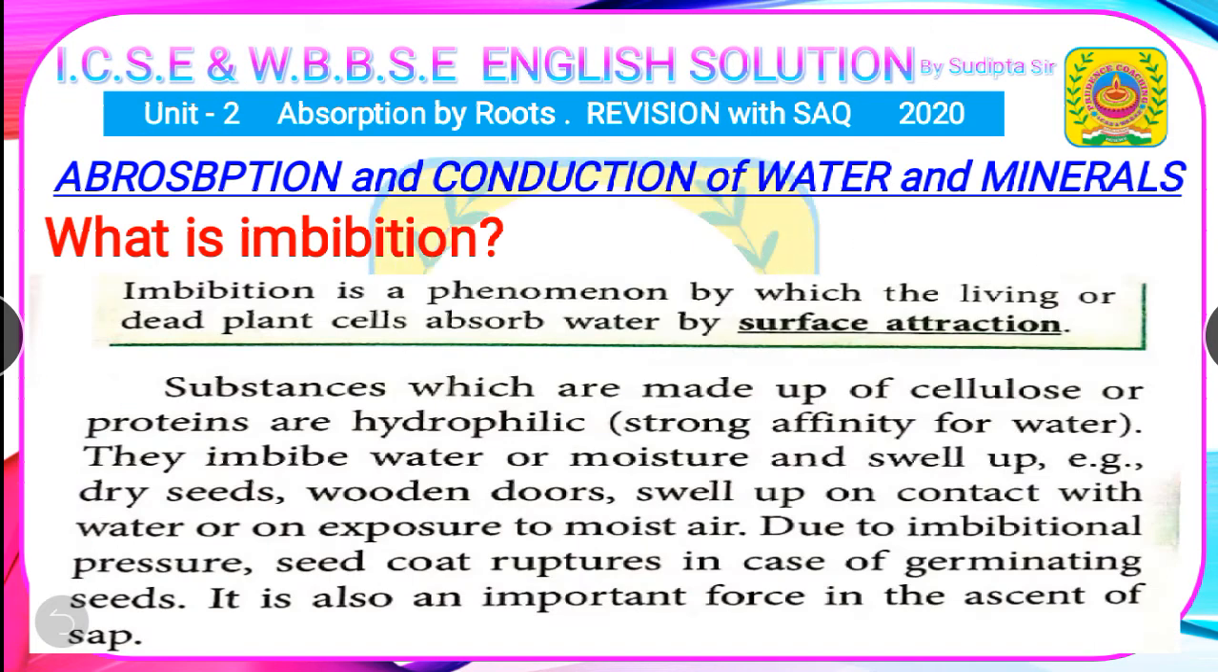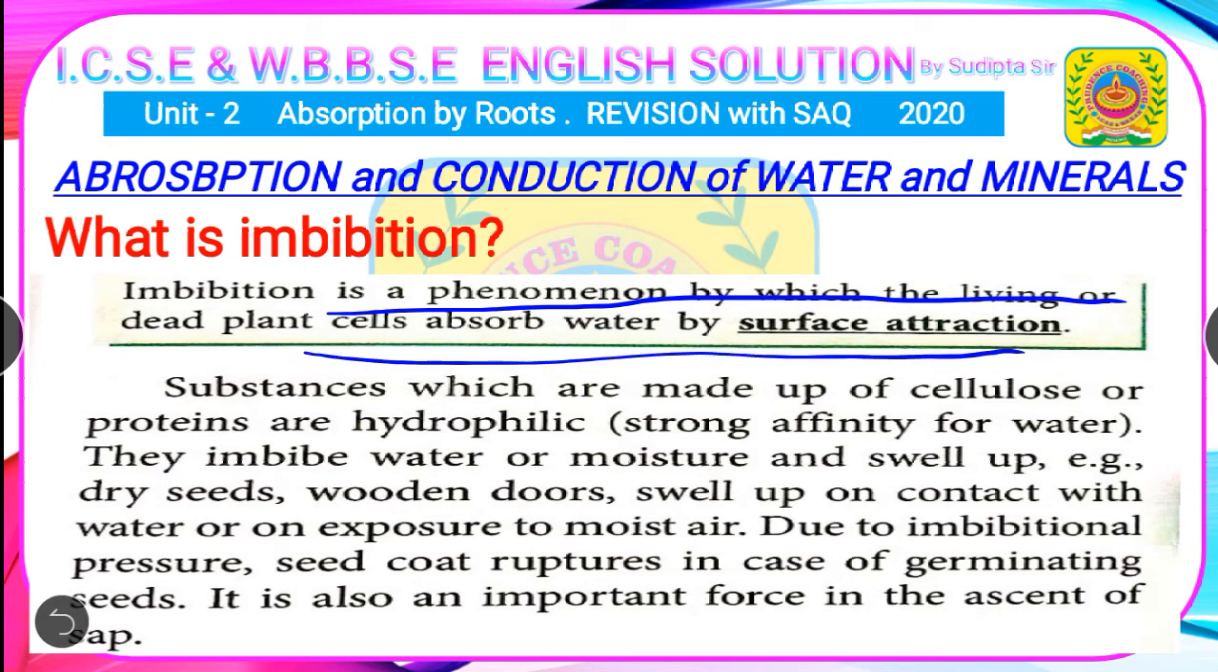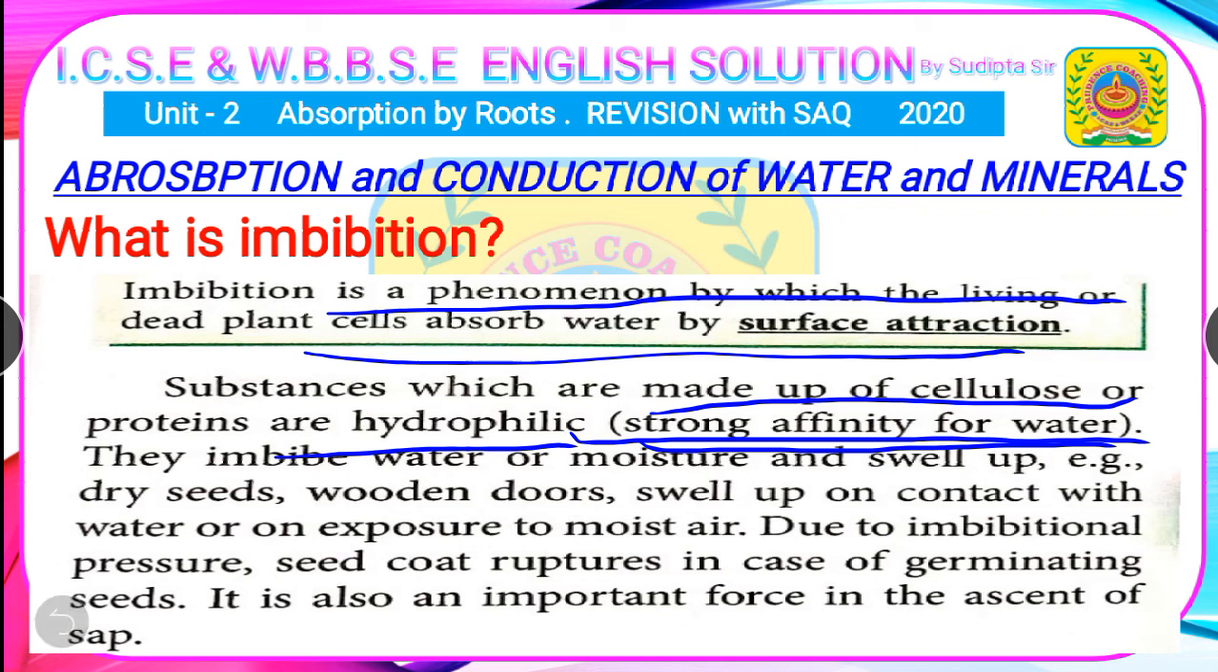Now we'll know about imbibition. What is imbibition? Imbibition is a phenomenon by which living or dead plant cells absorb water by surface attraction. Substances which are made up of cellulose or proteins are hydrophilic. Hydrophilic means strong affinity for water. That means those which are hydrophilic in nature have a strong affinity for water. They imbibe water or moisture and swell up.